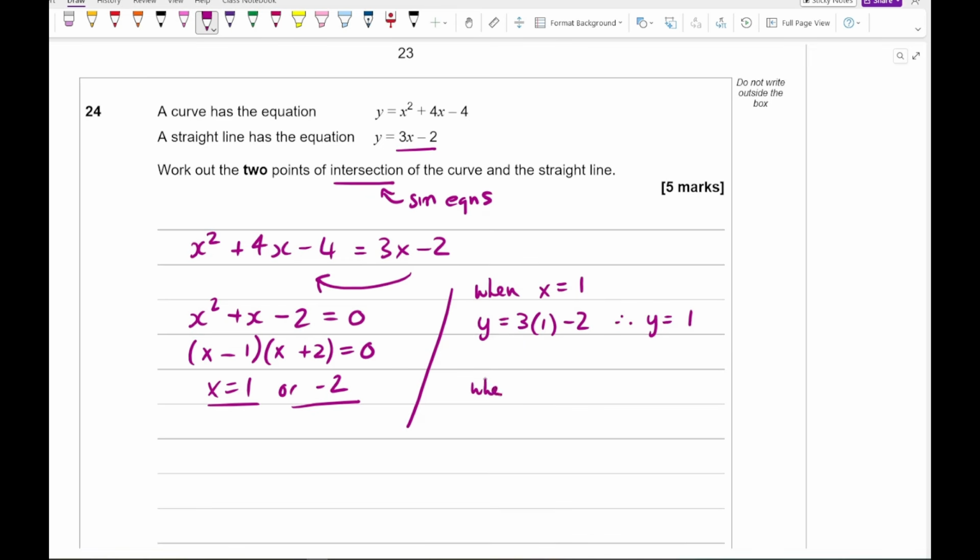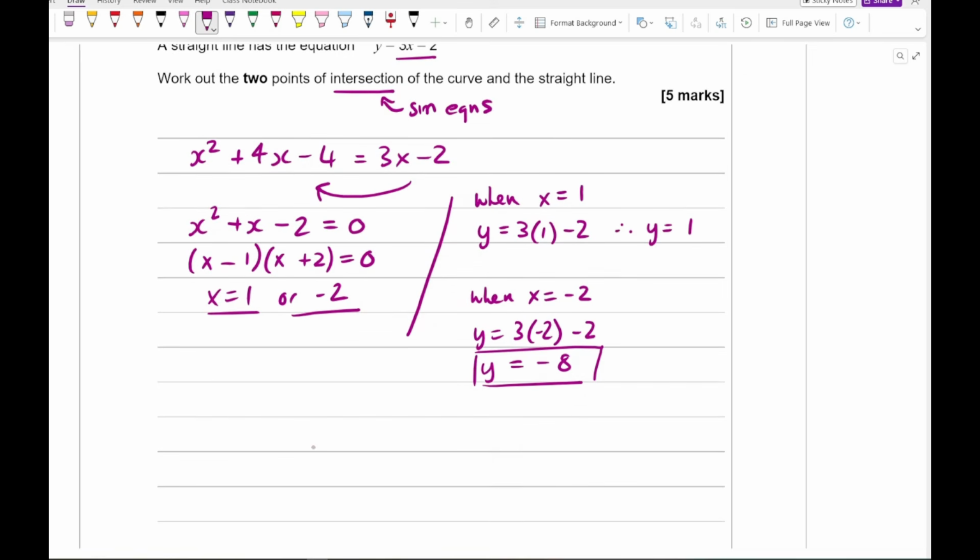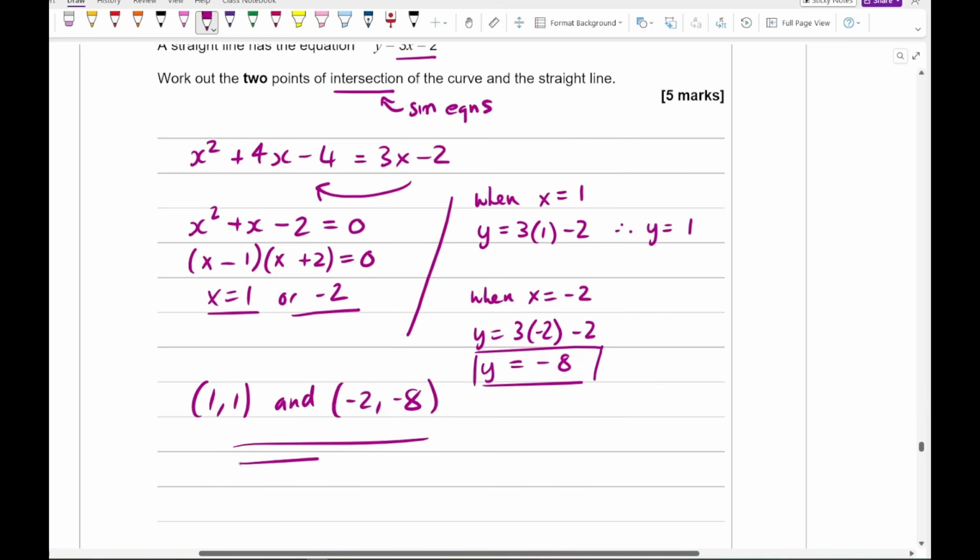And when x equals negative 2, then y is going to equal 3 lots of minus 2, minus 2, which equals negative 8. So my two coordinates are going to be 1, 1 and minus 2, minus 8. And there we go.